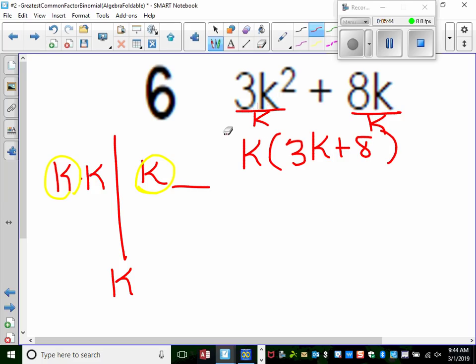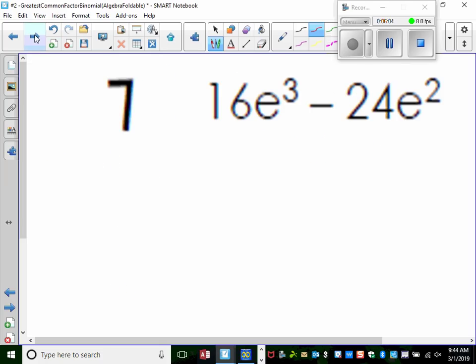And we're going to do an example in a few minutes where you have a number and a variable in common, right? So what you want to think about is when you have a variable and they both have that particular variable, but the exponents are different, always choose the smaller exponent because that is what they will actually have in common. All right, let's look at this one here.